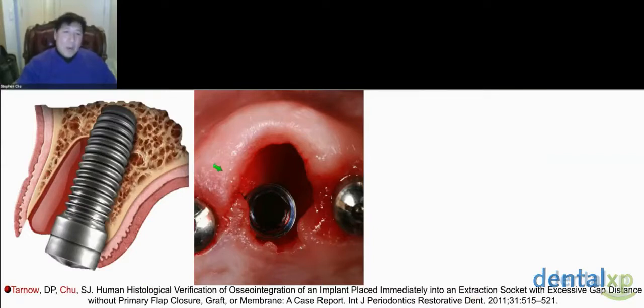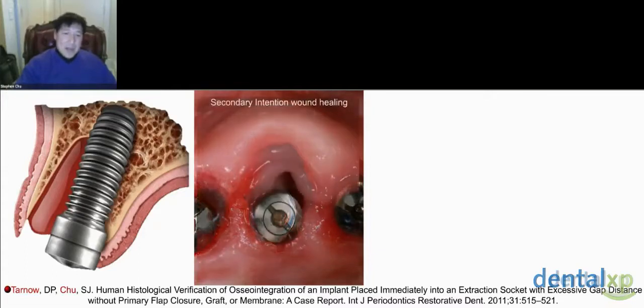What the key element here is that when the tooth was extracted, no flaps were raised. It was removed atraumatically. You can see an implant being placed more toward the palate, so there's a fairly large gap distance here. And the key element here, besides not laying a full flap, was to allow that socket to heal by secondary intention wound healing.